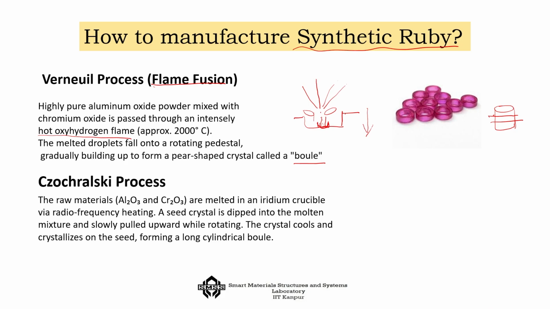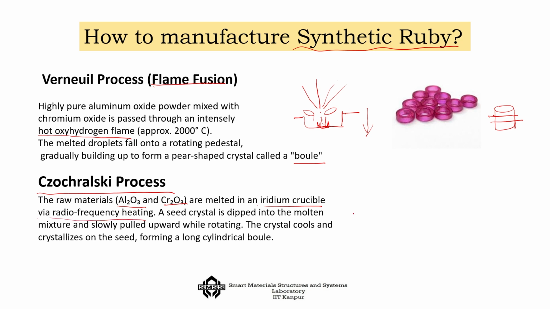Now, there is another way to do it, and that is called Czochralski's process, which is more followed today. So, you have the raw materials Al2O3 and Cr2O3, and you melt them in an iridium crucible via induction heating.